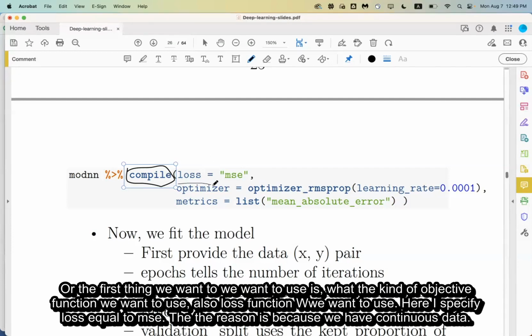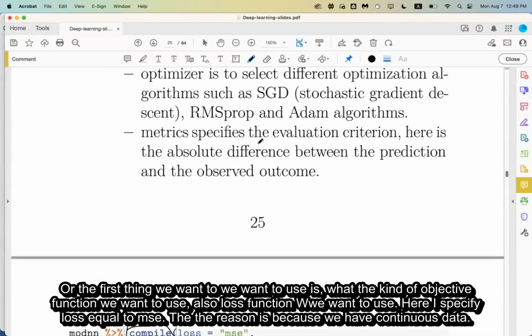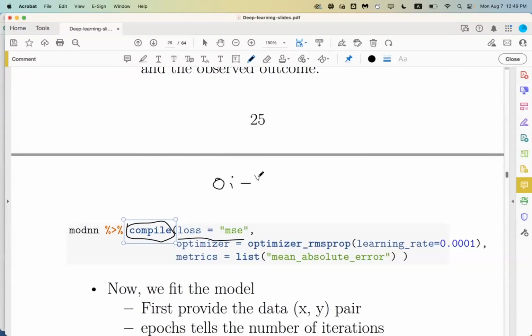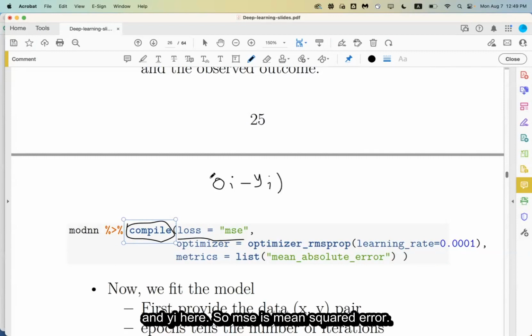Here I specify loss equal to MSE. The reason is because we have continuous data. I basically look at the difference between the output and Y here. So MSE is mean squared error.